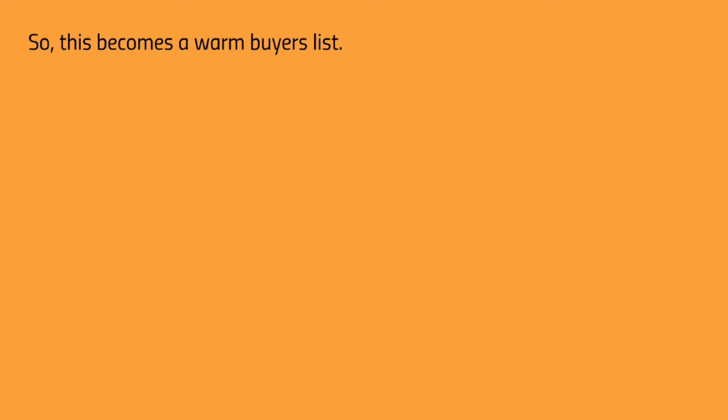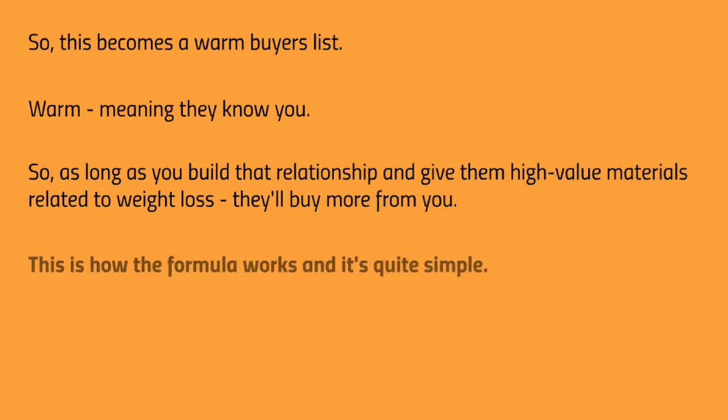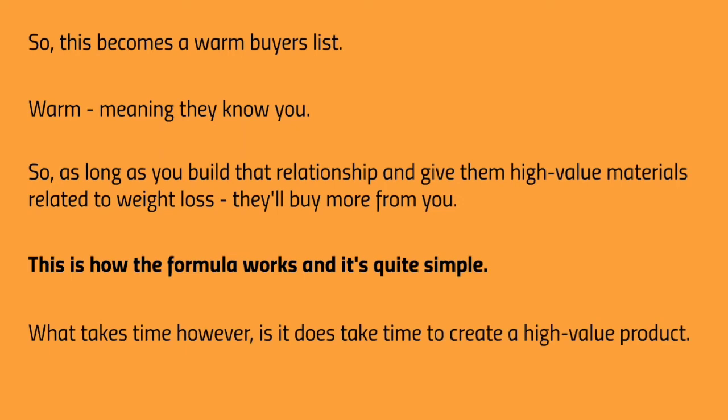A cold list means that they don't know you at all. They don't know who you are. They just subscribed to your list. They don't know what you can offer to them. With a warm list, they have that connection. They know you, basically. That's what that means. So as long as you build that relationship up and you constantly give them high value materials related to weight loss, they'll buy from you. And this is how the formula works. And it's very simple, as you can see.